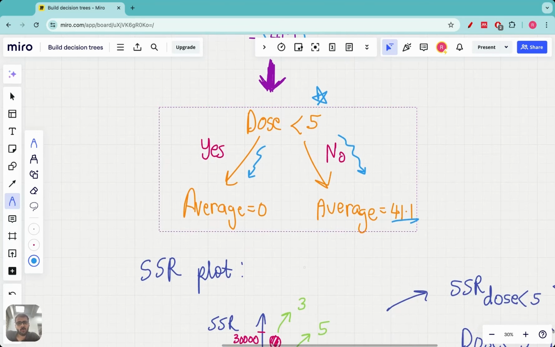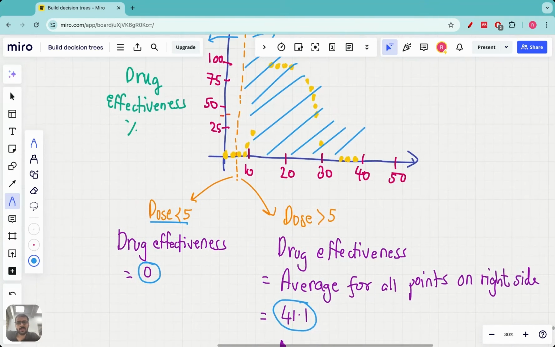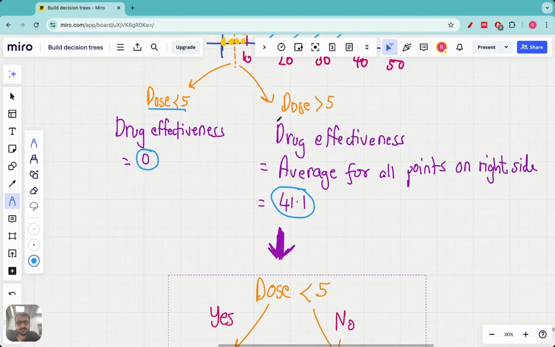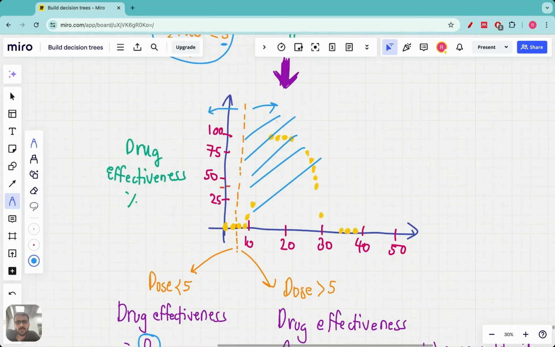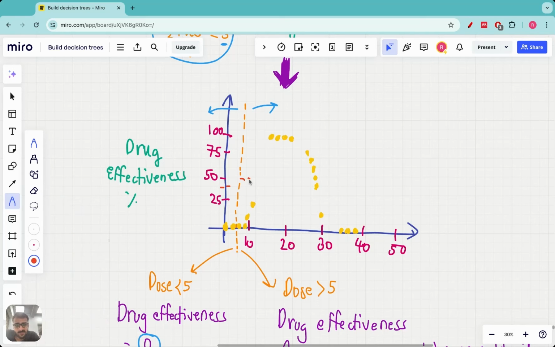Now, as I mentioned before, again we will be plotting the sum of squared residuals. So, what we'll be doing is that let me actually do a bit of Control Z to make sure that these lines on the right hand side are erased. Great. So, what we'll be doing here is that on the right hand side, the dose is greater than 5, the drug effectiveness is 41.1, right? Which is this line. That's our prediction. So for all the points on the right hand side, we are going to predict this.